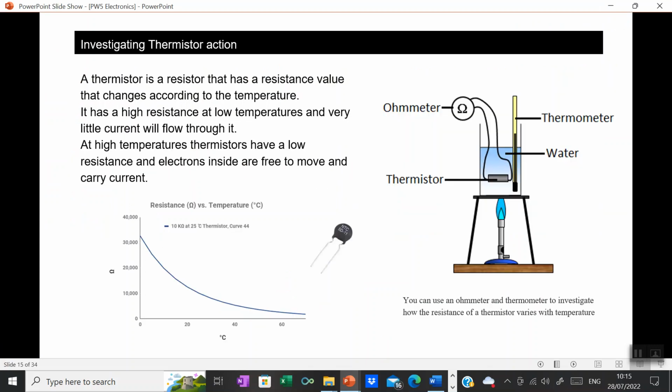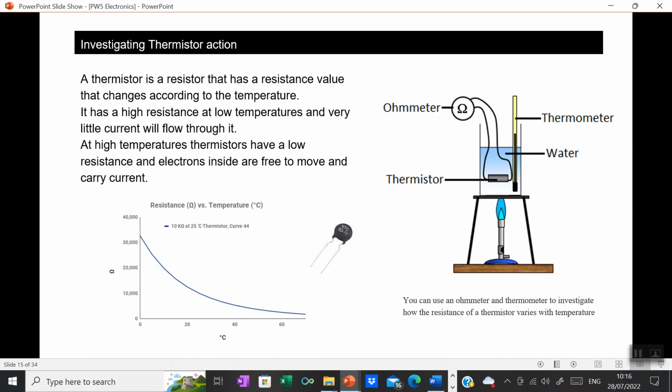So the next type of sensor that we will look at is one of these guys here, and instead of being sensitive to light, it's sensitive to temperature, so how hot or cold it is in the environment. And this is what's known as a thermal resistor. A thermal resistor is a resistor that has resistance values that change according to the temperature. So again, it all depends on temperature.